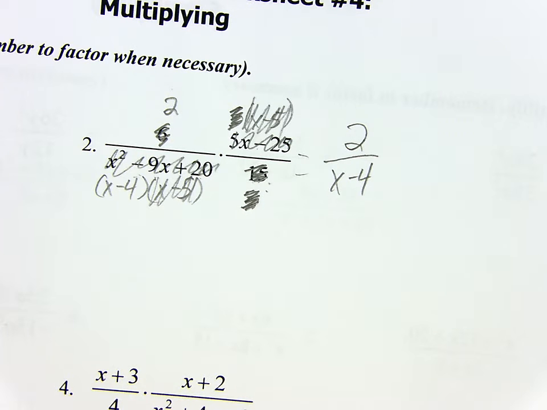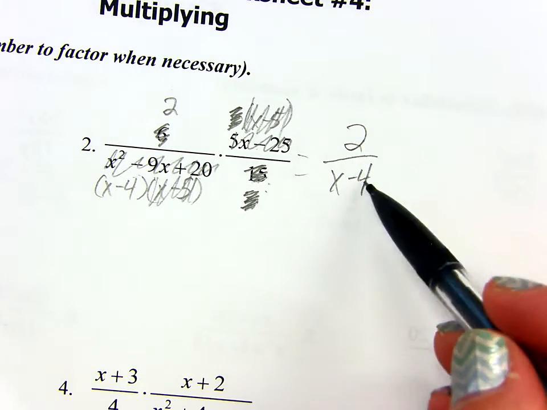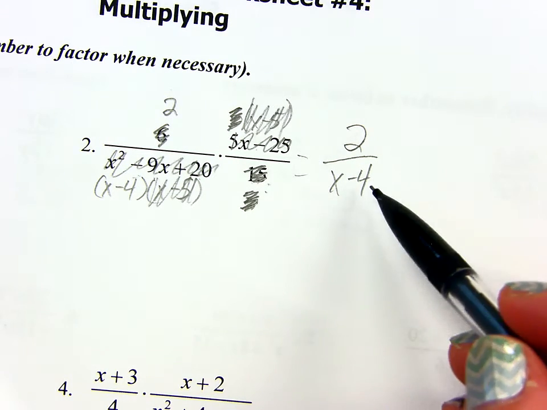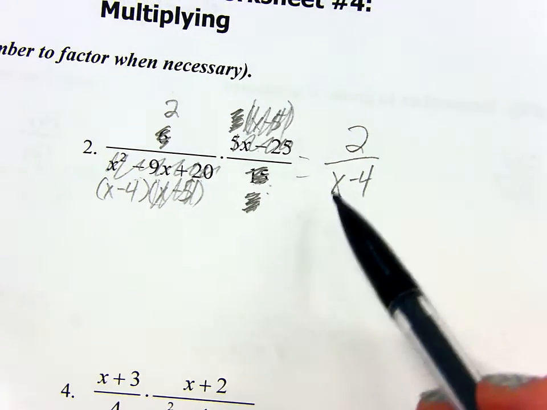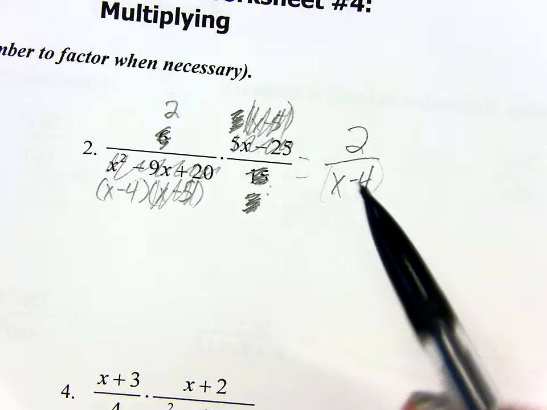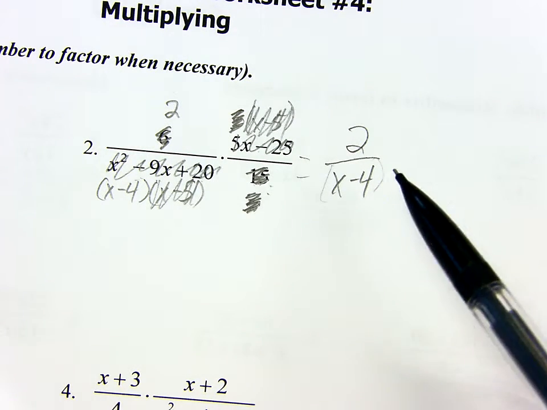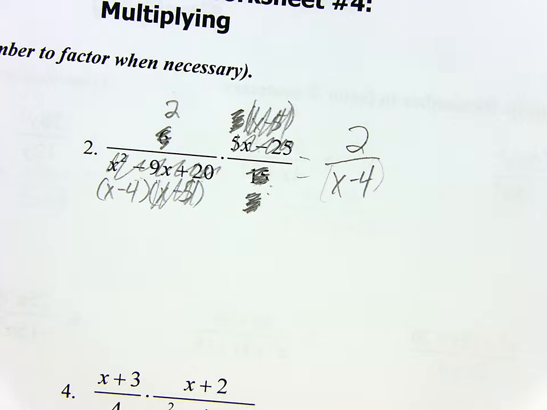Someone in here, I feel like they're going to write their answer and then keep trying to reduce or something. You can't. That's a binomial down there. You can't touch it. So just walk away. You're done. One more before we try some harder ones. How about number 5? Did you get 10 over x minus 4?